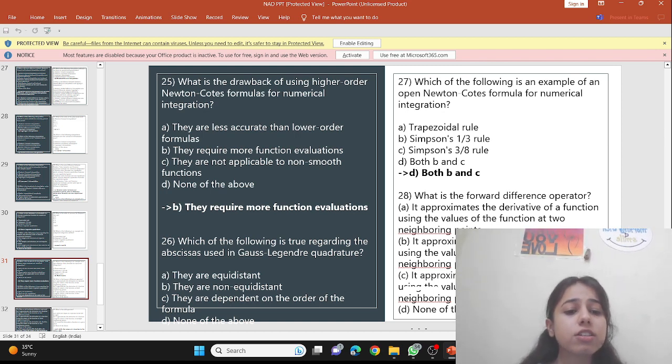28th question is, what is the forward difference operator? It approximates the derivative of a function using the values of the function at two neighboring points. It approximates the derivative of a function using the values of the function at three neighboring points. It approximates the derivative of a function using the values of the function at four neighboring points, and none of the above.